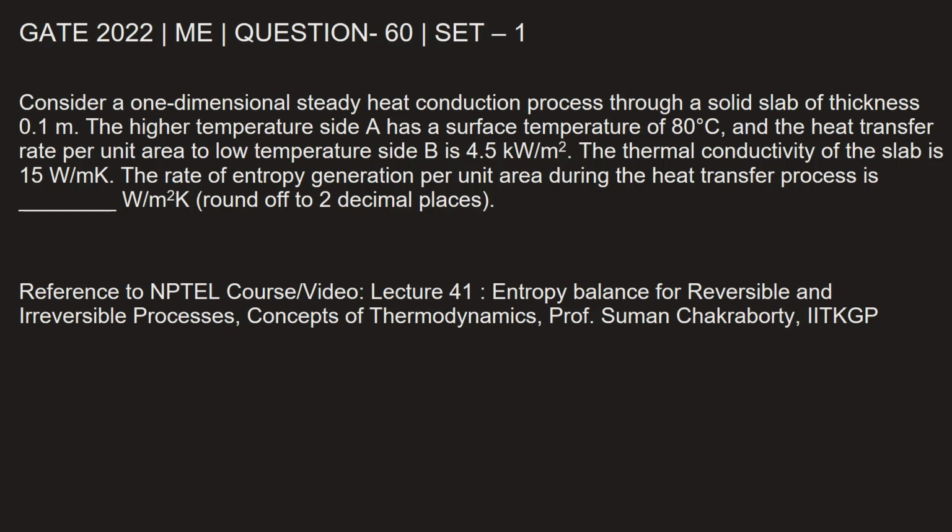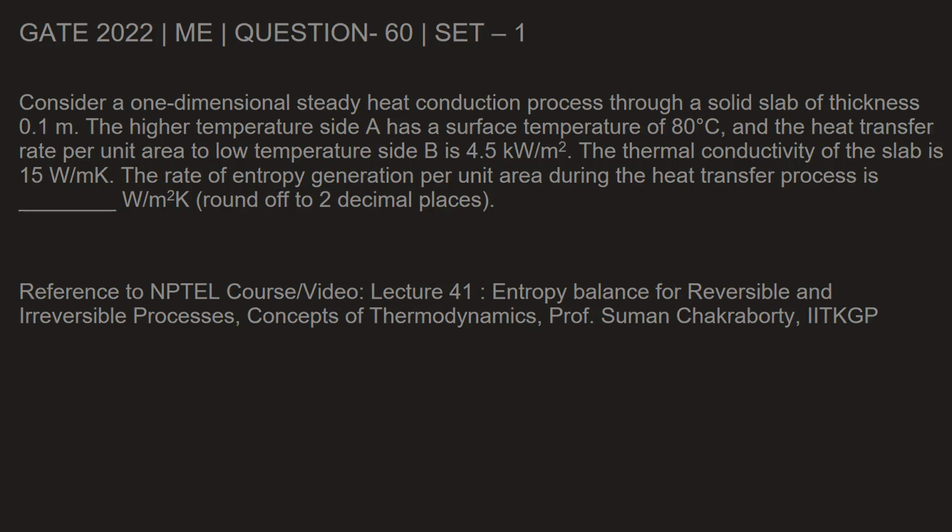This question is from GATE 2022 Mechanical Engineering paper, Set 1, question number 60. Consider a one-dimensional steady heat conduction process through a solid slab of thickness 0.1 meter. The higher temperature side A has a surface temperature of 80 degrees Celsius and the heat transfer rate per unit area to low temperature side B is 4.5 kilowatt per meter square. The thermal conductivity of the slab is 15 watt per meter Kelvin. The rate of entropy generation per unit area during the heat transfer process is dash watt per meter square Kelvin.